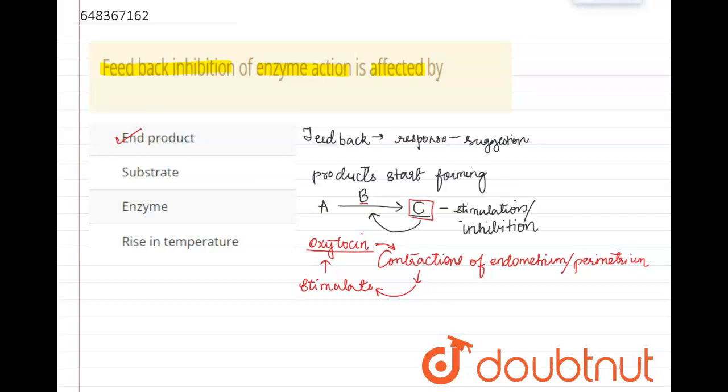So as soon as the product starts releasing, the trigger or the stimulus is passed on, and hence the feedback inhibition starts taking place. In this case, inhibition means to reduce the formation of the enzyme or the secretion of the enzyme. So as soon as the reaction proceeds towards the right side, that is forming the product, the secretion of the enzyme also reduces. Hence, feedback is taken care of.